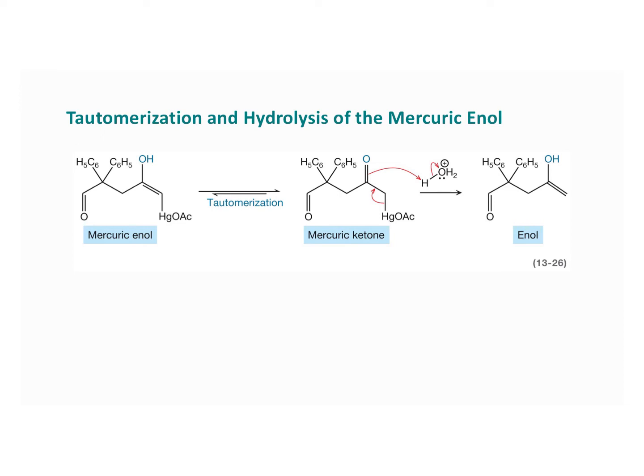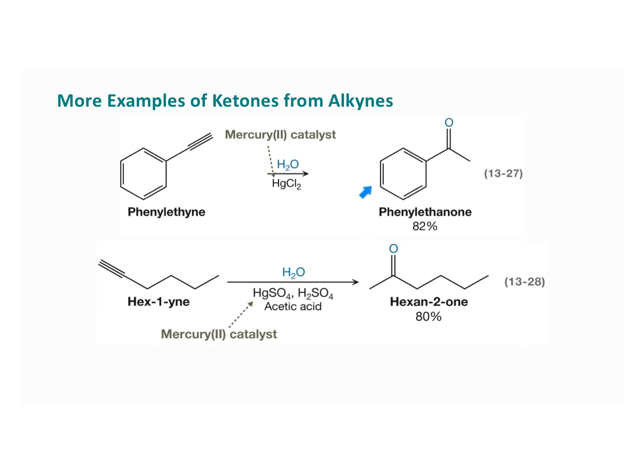Now, mercury(II) acetate is not the only source of mercury used for these oxymercuration reactions. Here are two other examples that we have. You can see here that you can use water and mercury chloride, and that's a mercury(II) catalyst. And then you can see here water and mercury sulfate with sulfuric acid and acetic acid. And both of these, again, produce ketones.